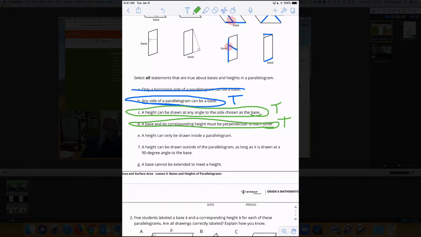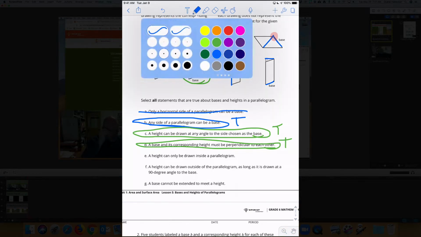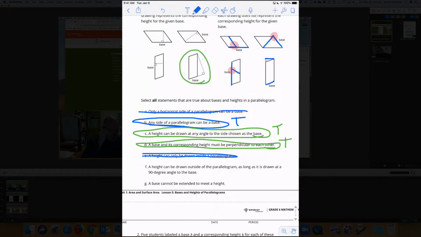A height can only be drawn from inside the parallelogram. Well, that's just not true because we have an example right here. So we're going to call that false. That's not true at all. A height can be drawn outside of the parallelogram as long as it's drawn at a 90-degree angle, and that is indeed true. That is a true statement.